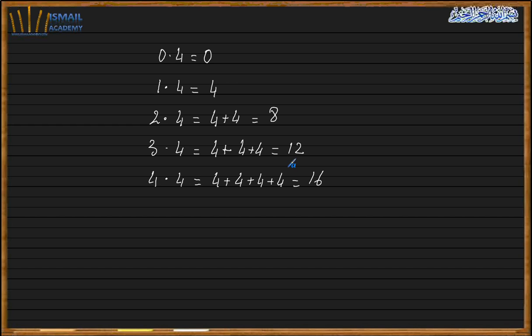Some books, instead of multiplier and multiplicand, call them factors. Yes, they call them factors because if we have more than two numbers, for example 2 times 3 times 4, here I cannot say multiplier and multiplicand. Because I have three terms, we call all of them factors.